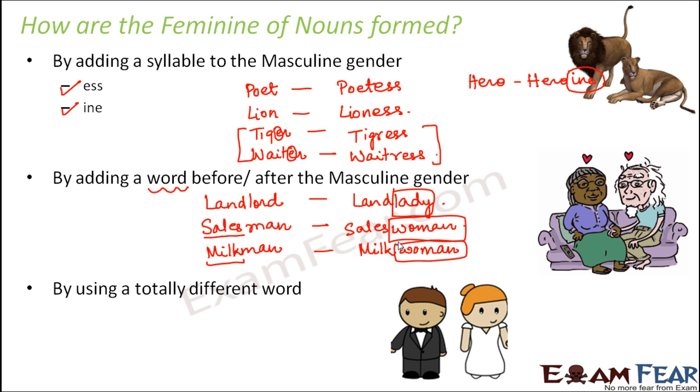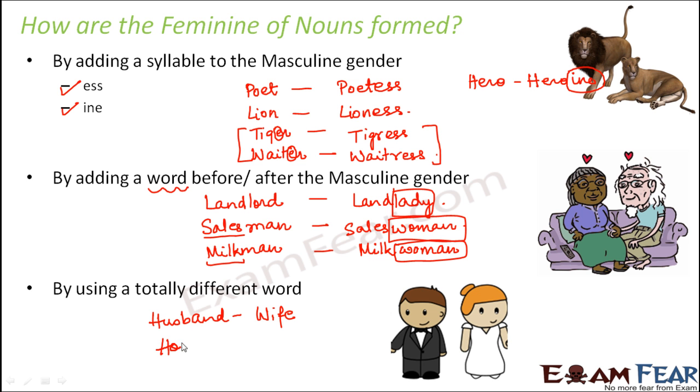As I said, for such words we are totally clueless. We do not know how we get the feminine forms. For example, if you talk about husband, what is the feminine form? The feminine form is wife. Now we really do not know how we form wife from husband. So there is no relation. Basically these are two different words, but they are used for the masculine and feminine forms of the same noun.